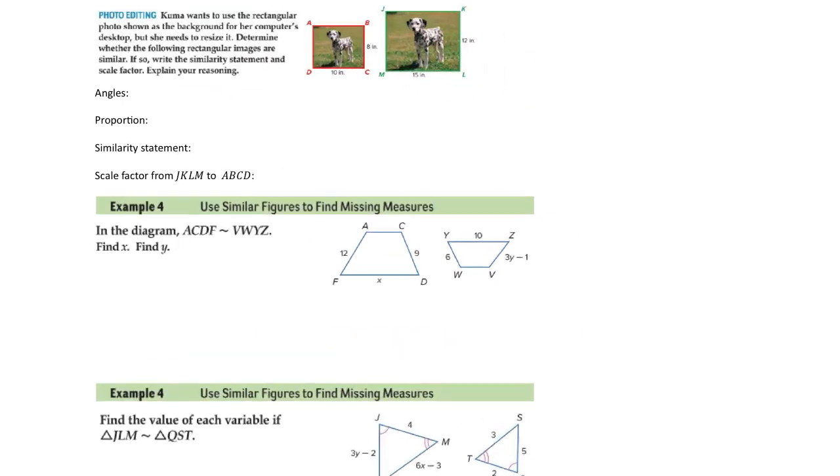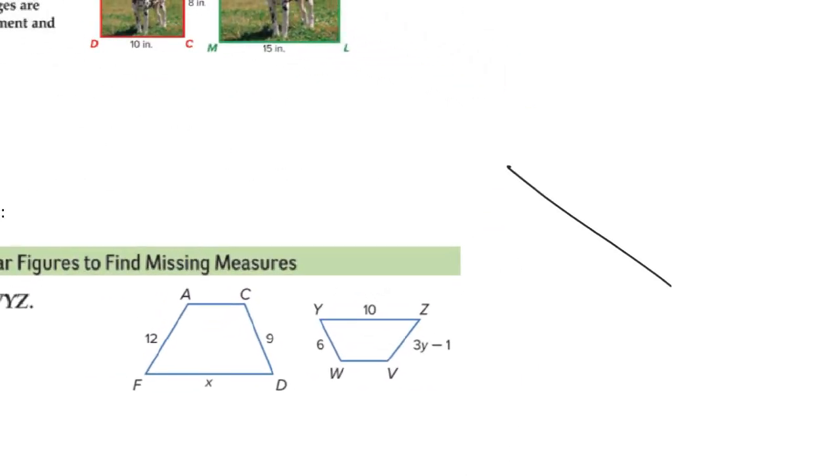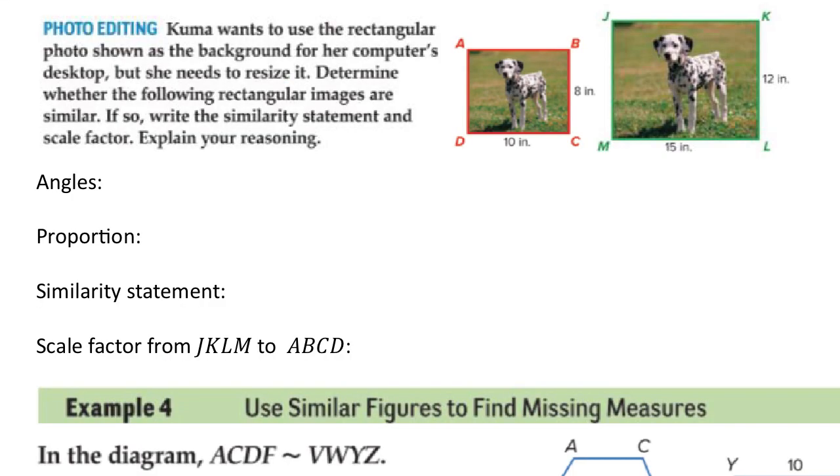Let's look at example 3. You can try this one on your own. All right, photo editing. Kuma wants to use the rectangular photo shown as the background for her computer's desktop, but she needs to resize it. Determine whether the following rectangular images are similar. If so, write the similarity statement and scale factor. Well, how do you know if 2 images are similar? If the angles are congruent and the corresponding sides are proportional.